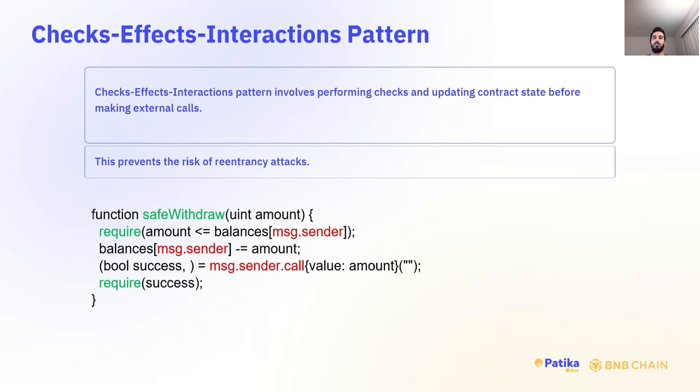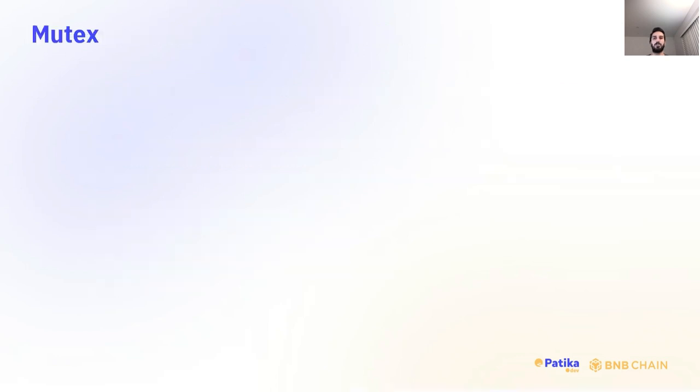After this call, we are making the check here to see if we were able to make this call and send the funds to the user. So this is called the checks-effects-interactions pattern. And we also give the amount here with the value and we tell how much we are going to send to the user. Next, we have Mutex.